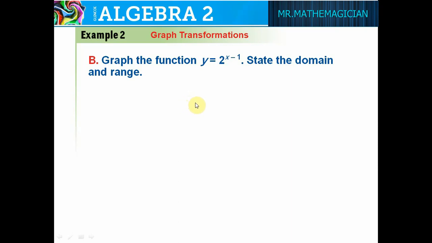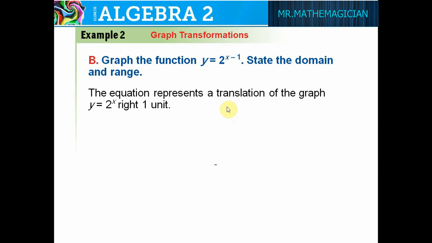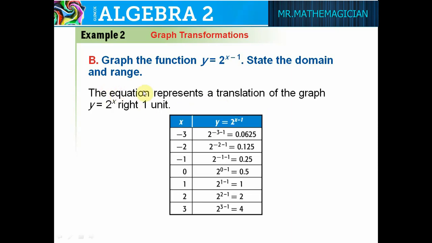To the right if negative, to the left if positive. Means with inverse sign. So I can say that since it's negative 1, x minus 1 means 1 is negative. So it will go to the right 1 unit. Let me show you how. The equation represents a translation of the graph y equals 2 to the power of x, right 1 unit.